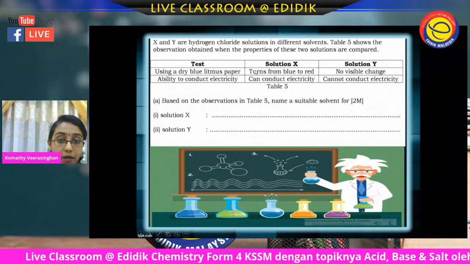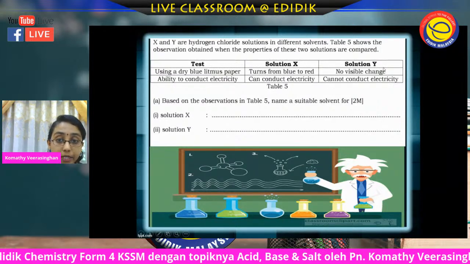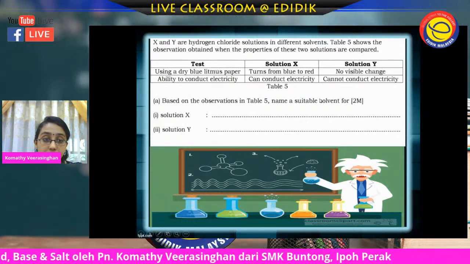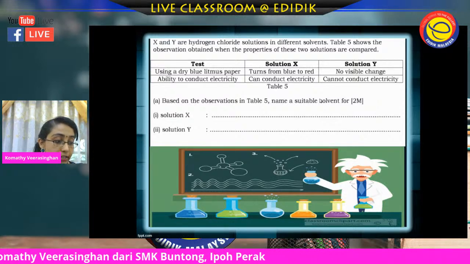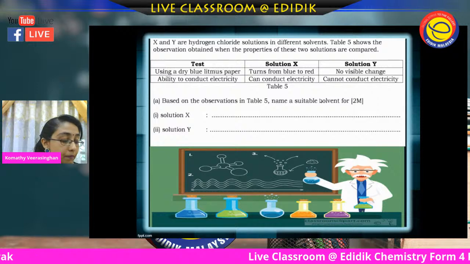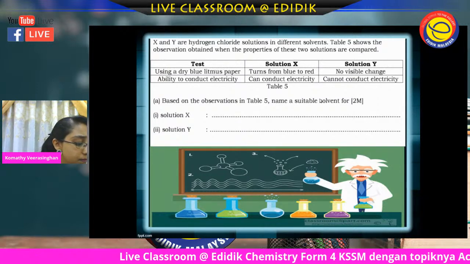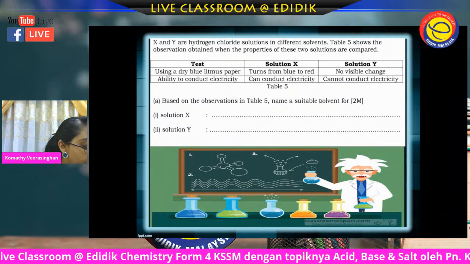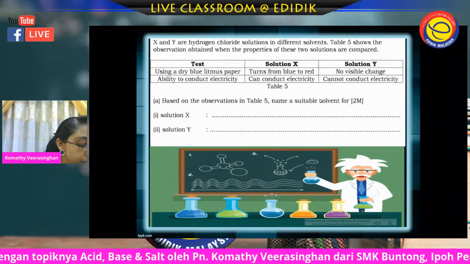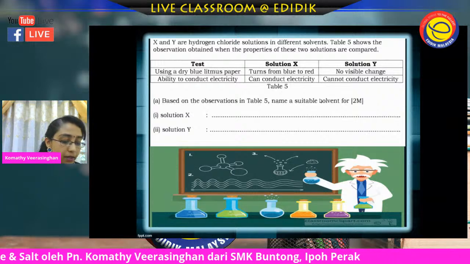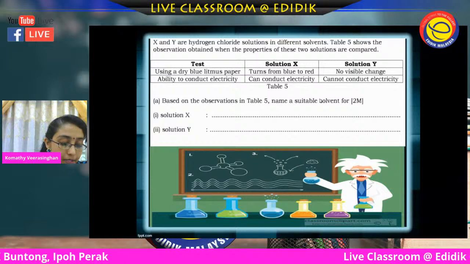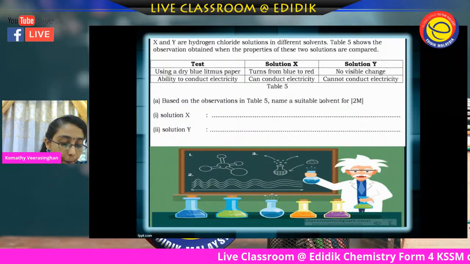Now, based on this table, the data we obtained, can you tell me the name of the suitable solvent for solution X and solution Y? Please write X is what, Y is what. If you just answer me propanol, I'm not sure which one you are answering. Is it for X or Y? Please be specific in your answers.